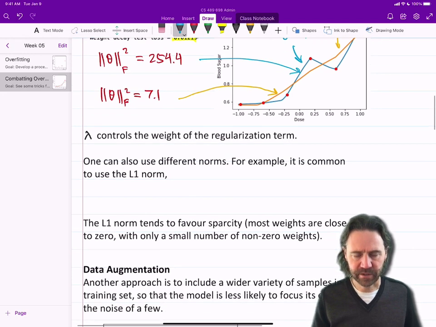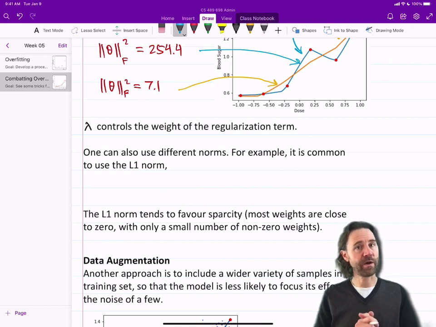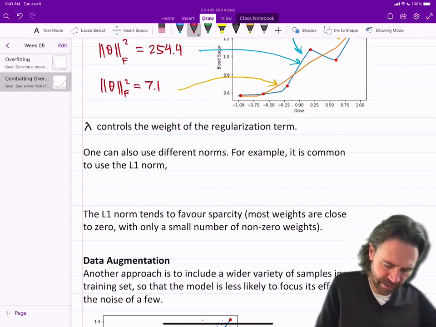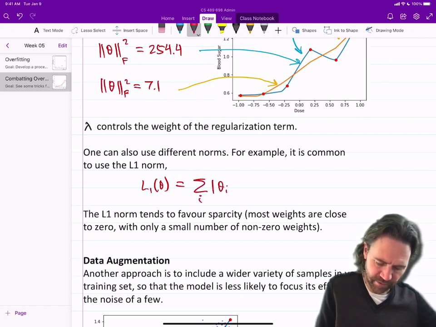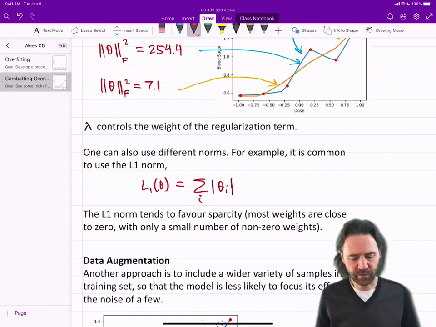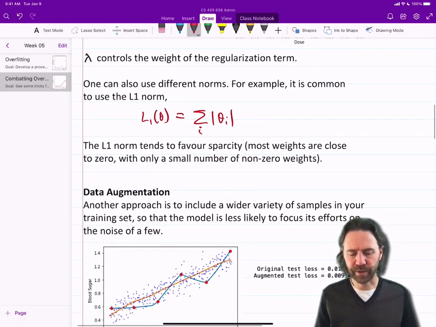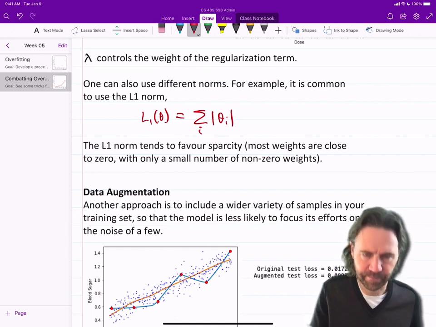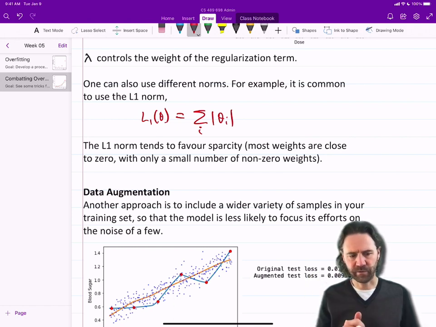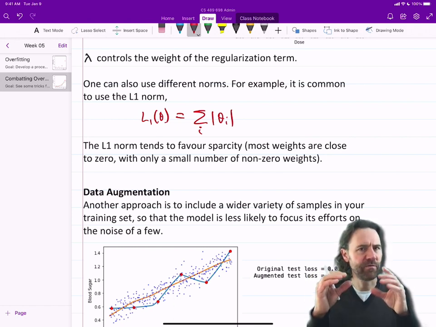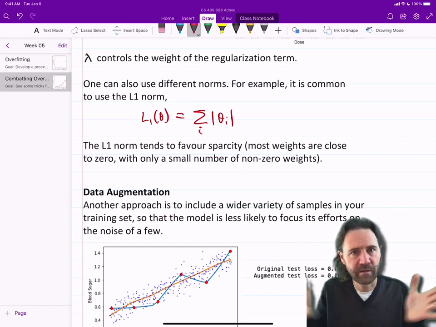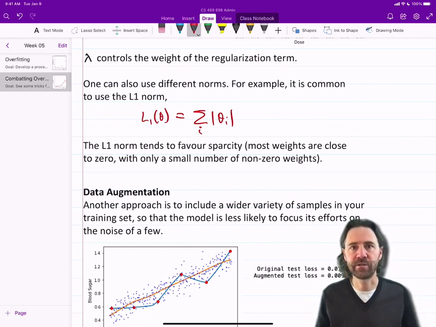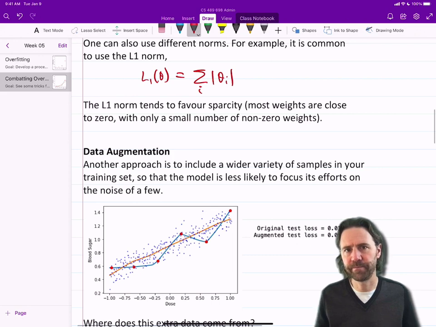Now there are other types of regularization terms. You can also use the L1 norm. So for example, the L1 of theta is the sum over the elements of just the absolute value of the elements. The L1 norm tends to favor sparsity. Most weights are close to zero with only a small number of non-zero weights. The L2 norm, that I just showed you, the regularization with the Frobenius norm, you can get quite a few small weights, very few large weights. The L1 norm is more like things are either zero or they're more decidedly not zero. Just has a different flavor.